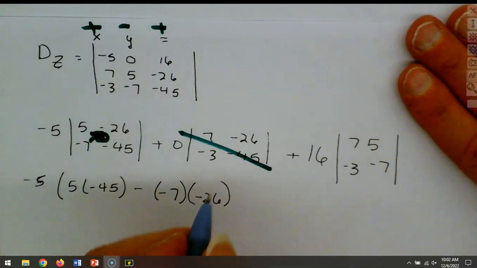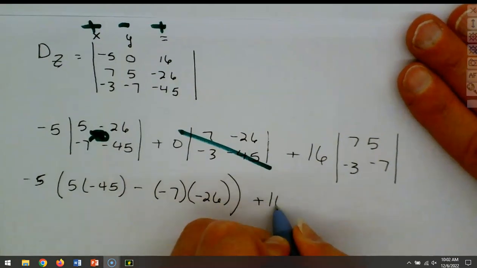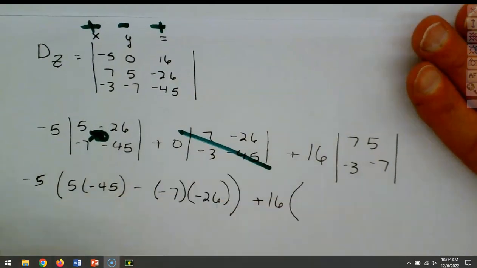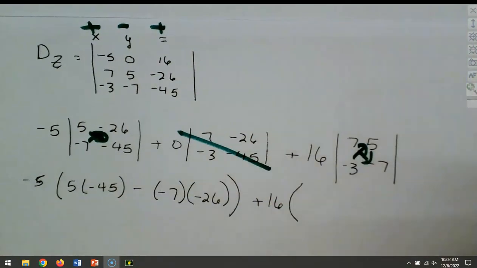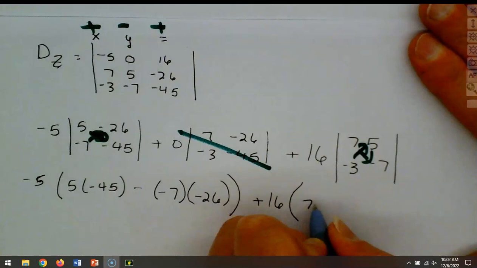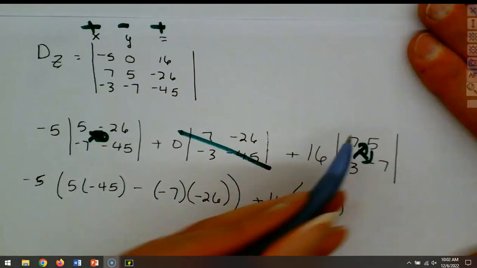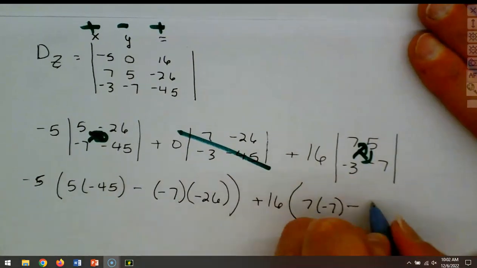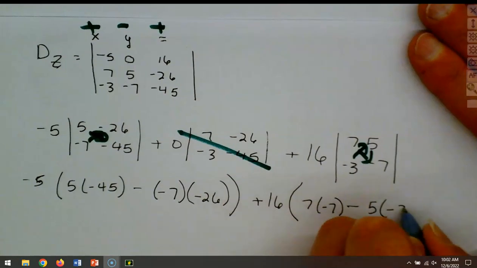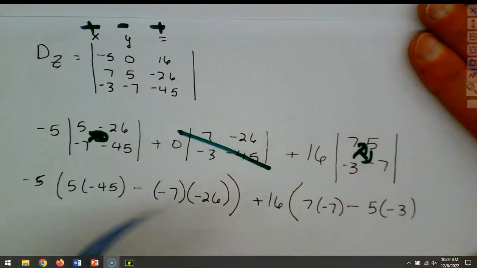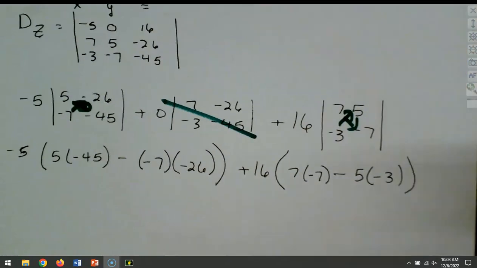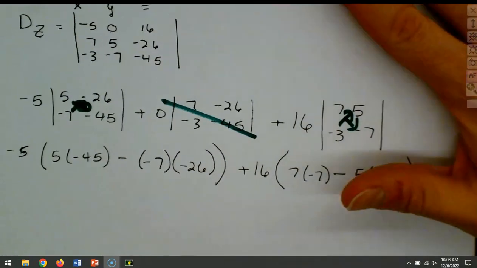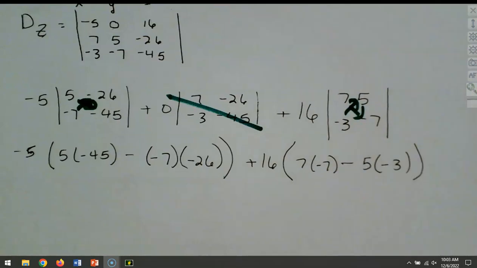Middle's gone. That's done. And we've got 16. And we've got, working out our minor, 7 times a negative 7, right? Minus 5 times a negative 3, crossing up here. And we are almost done. And this is the last part of the only question we asked about. So we're going to look at our practice final next.